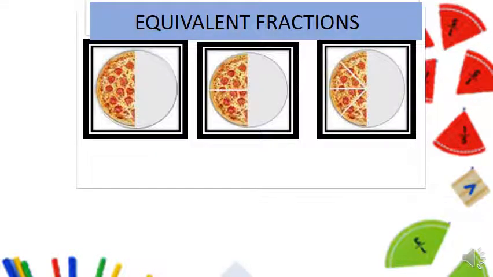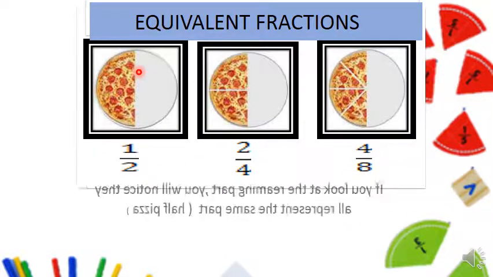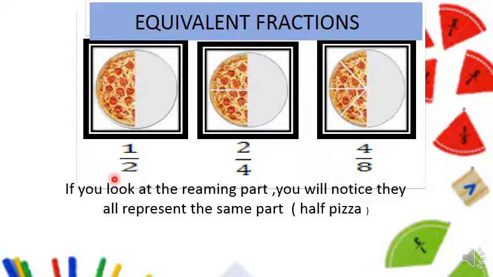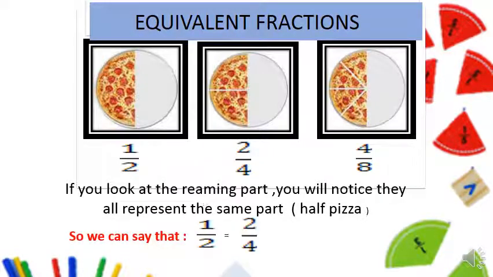Today, we are going to start again with equivalent fractions. We said that equivalent fractions are fractions that are different in shape, but they represent equal values. As you can see here, the three fractions represent half of the pizza. So we can say that half is equal to 2 over 4, which is equal to 4 over 8. These fractions are equal fractions.